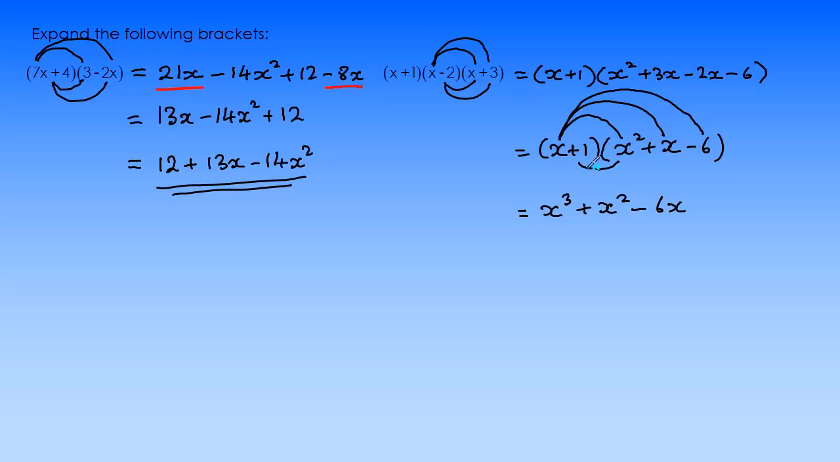Then I'm going to do the same sort of thing with the 1. So plus 1 times x squared is plus x squared. I'm deliberately writing these below. Plus 1 times x gives me a plus x. The positive 1 times a negative 6 is minus 6. And then I just need to tidy up with the like terms. So x cubed, and then I've got 2x squareds. Negative 6x add x is negative 5x, and then the negative 6 on the end.